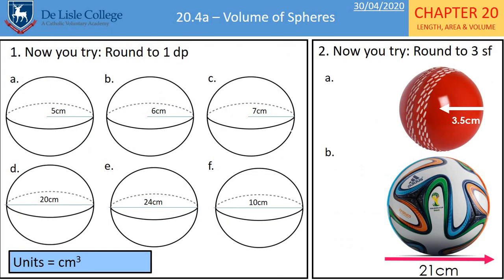Lovely. Right, here are some practice examples for you. So you've got 6 standard examples here. All of the units at the end will be centimetres cubed. So just be mindful of when you're given the radius and the diameter. And then you've just got 2 real life examples of where you'd see a sphere and can you find the volume of those spheres as well.